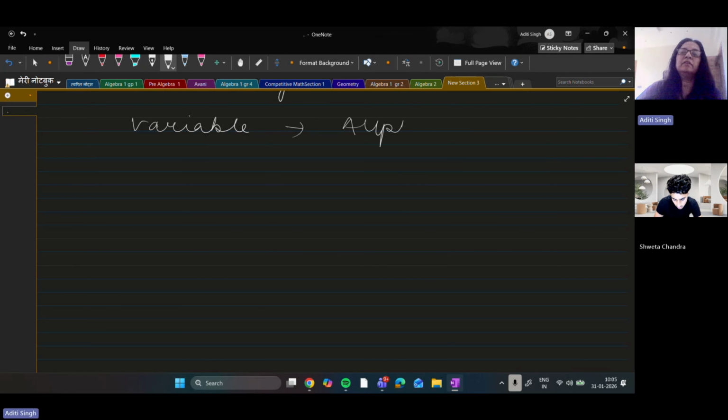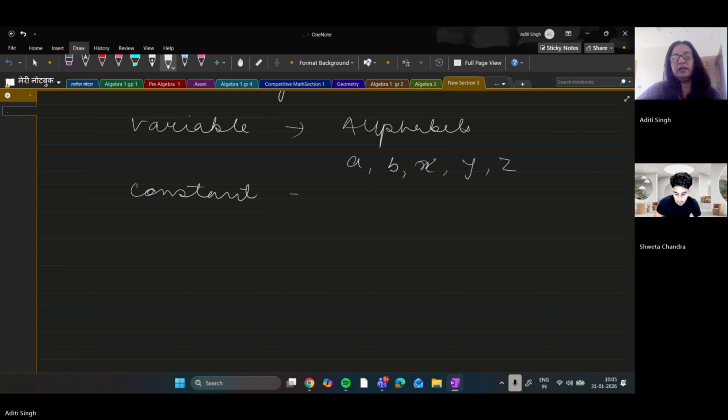Any alphabet, letters, whatever you call it. So that means A, B, X. If you look at algebra, these are the mainly used letters: A, B, X, Y, Z. Then you have constant. What is constant? It is called one, any natural number, whole number, real number, anything. Even root 2 is there. -5 you can say. 1000 you can say. Anything is constant.